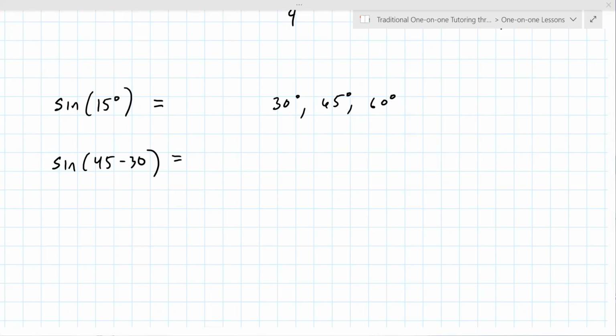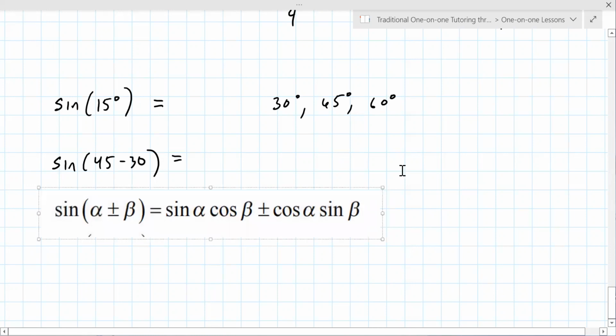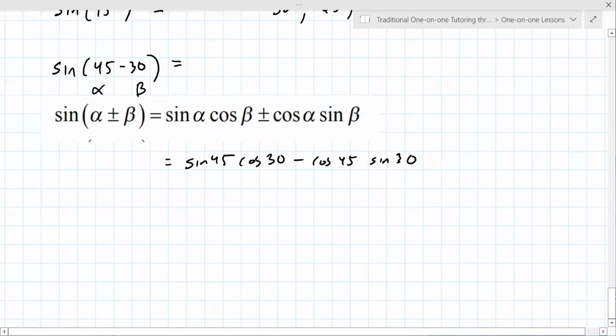I wanted to snip the formula. Okay, so I'm snipping in the formula each time. It's kind of like when you learned the quadratic formula a long time ago. The more you write it down, the more you'll remember. I know you got a reference sheet, but it does help. So that's your alpha, that's your beta. You can write it wherever you want, but it's sine 45, cosine 30, minus cosine 45, sine 30. Okay, so can you go to your unit circle and tell me these values? Yes, give me 1 second.